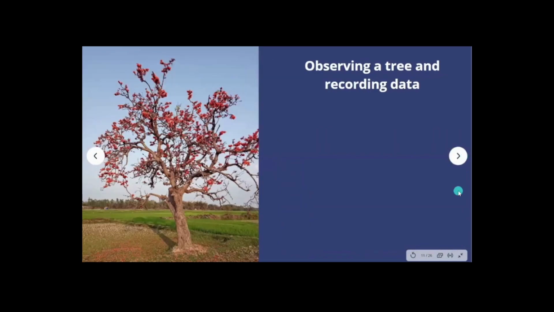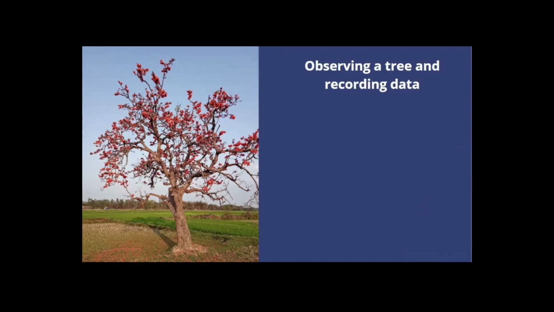Now let's take a look at what it is that the participants are observing, how they are noting down this observation, and how they are uploading this information to Season Watch. So first of all, to participate in Season Watch, you have to register yourself as a user. You can register yourself either as a school or as an individual user. The process is very simple and quick, and you can register using our website or app.